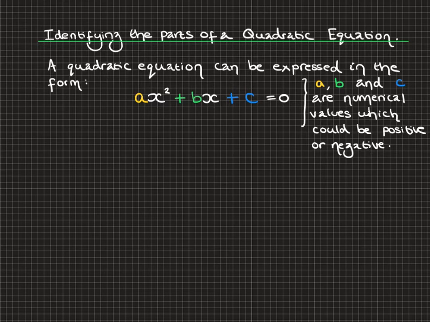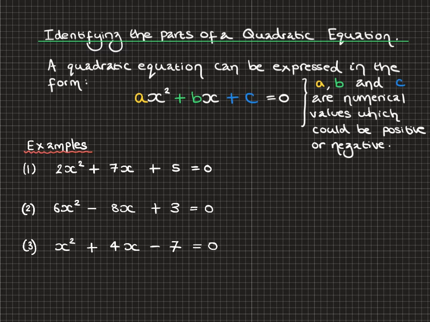Let's take a look at a few examples. So here are our three examples, and in each case we're going to identify the value of a, the value of b and the value of c. Let's start with the first example. So the value of a is 2. We call this number the coefficient of x squared. Coefficient is another mathematical word for multiplier. 2 is the number by which we are multiplying x squared. It is the coefficient of x squared.